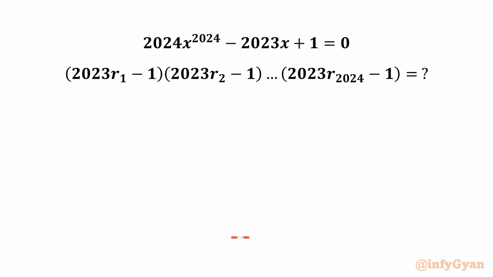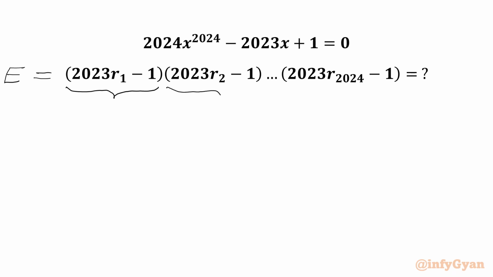Here we have one equation of degree 2024. It is 2024 x power 2024 minus 2023 x plus 1 equal to 0. Then we are asked to find this product expression. I will consider the required expression equal to E. Now I will begin with this required expression itself.